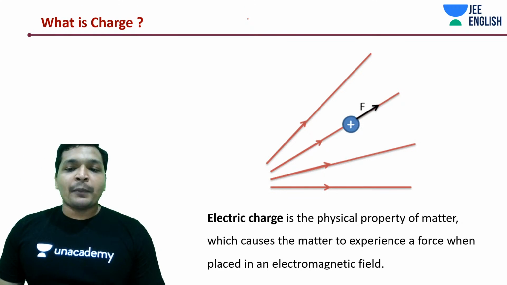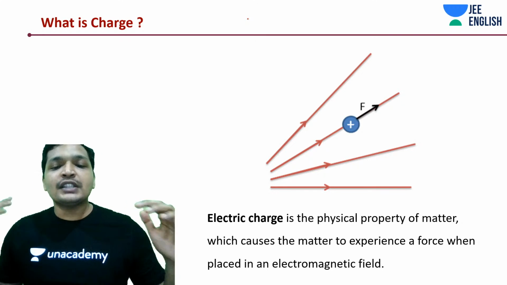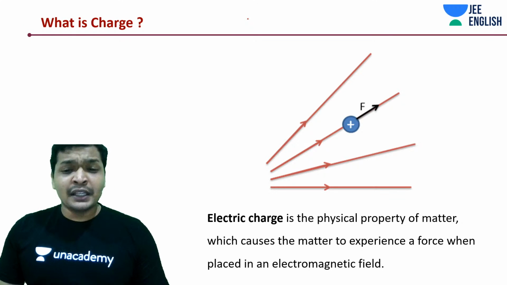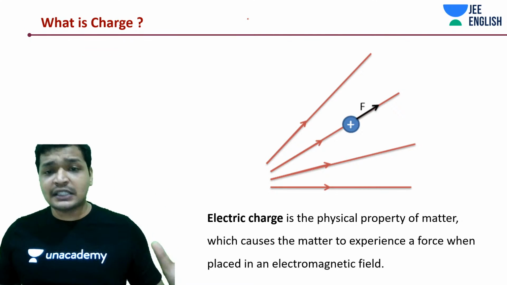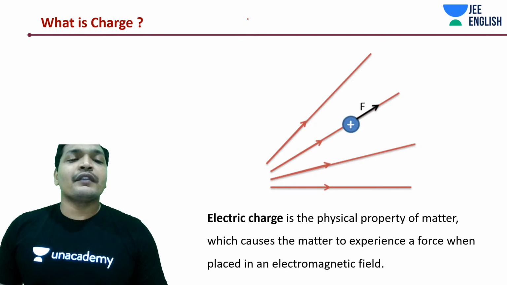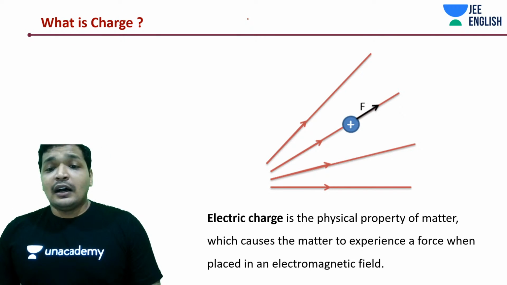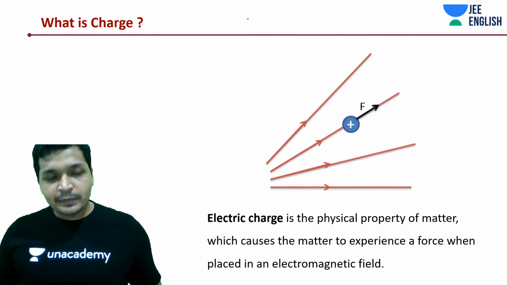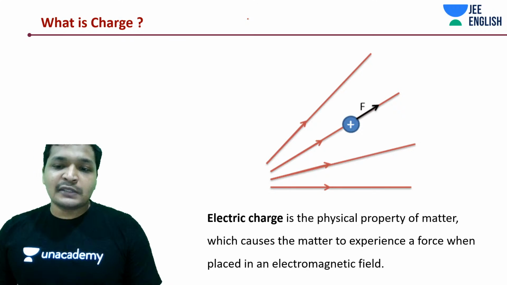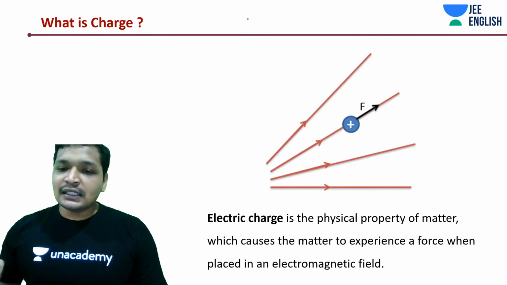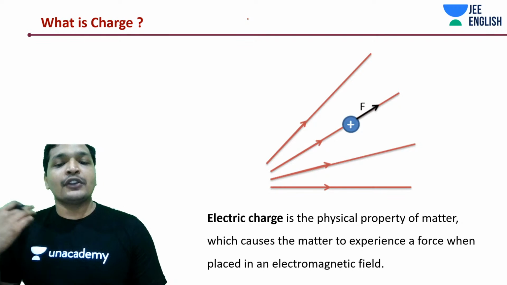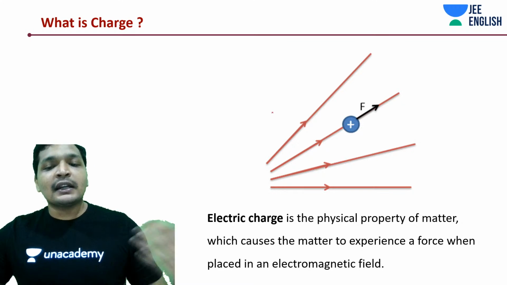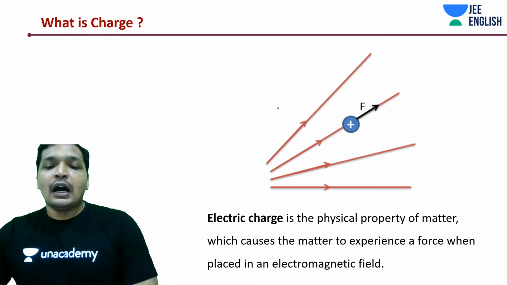Actually, charge is a physical property. It's a fundamental property which causes matter, or any material, to have a net charge. Some systems may not have net charge, for example an insulator that has not been charged, or even a metal that has not been charged. These don't experience a force. But electric charge as such is a physical property that, when kept in an electromagnetic field, will experience a force. So it causes the matter to experience a force when placed in an electromagnetic field.